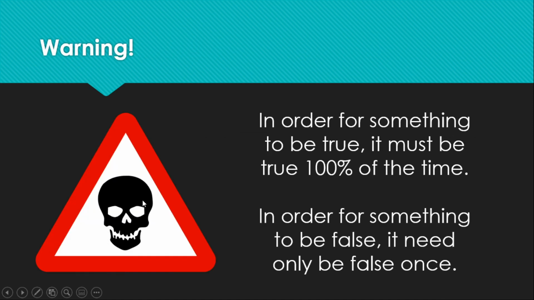In order for something to be true with inductive reasoning, it must be true 100% of the time. In order for something to be false, it needs to only be false once. For it to be true, it must be true all the time. For it to be false, it only takes once. Okay, we'll come back to this and continue the presentation with the next video.